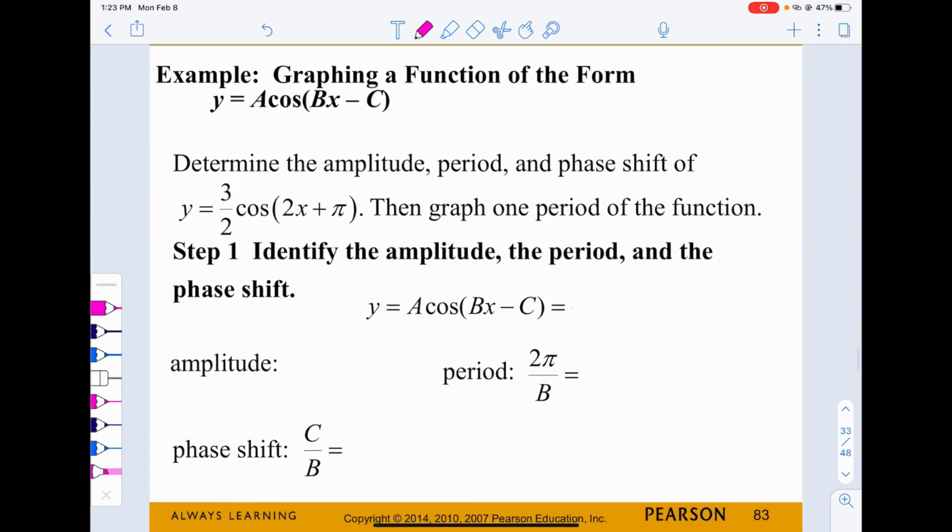So it says to determine the amplitude, period, and phase shift of y equals 3/2 cosine of 2x plus pi, then graph one period of the function. So let's go and identify our amplitude.